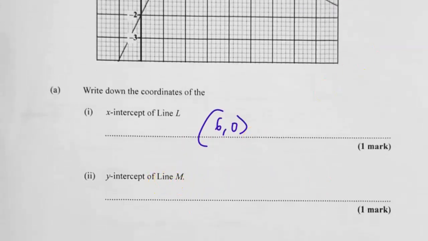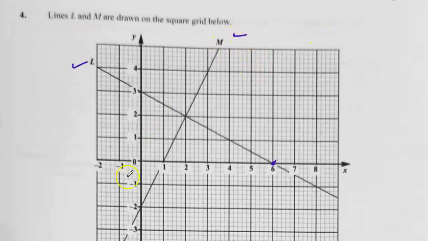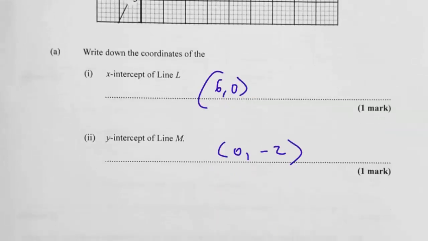Okay, let's do the next one. The y-intercept of the line M. Here's the line M. M cuts the y-axis at this point, which is (0, -2). So M cuts the y-axis at (0, -2). That's what we were asked to find.